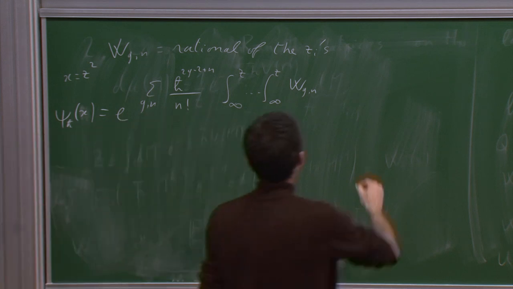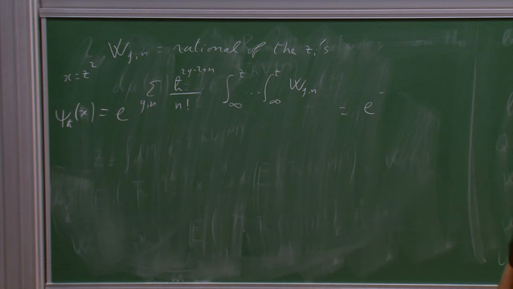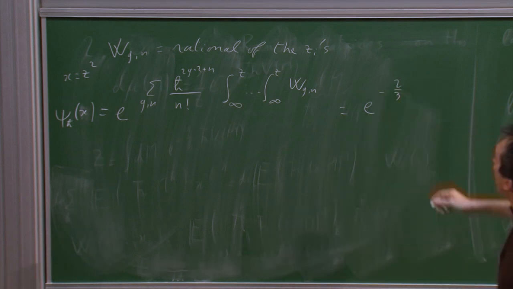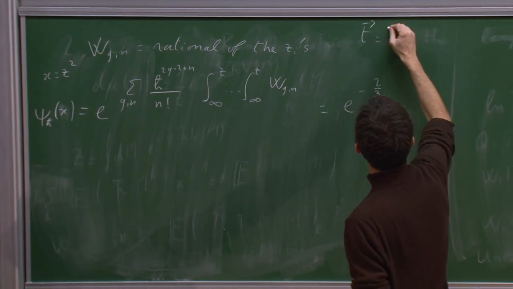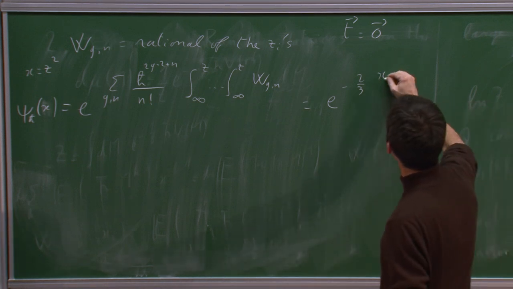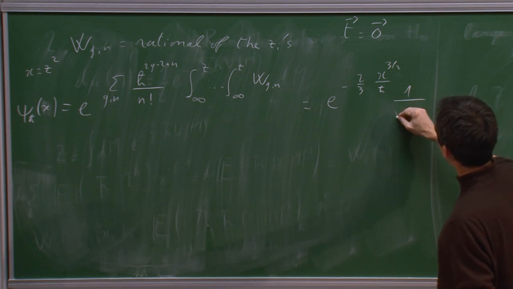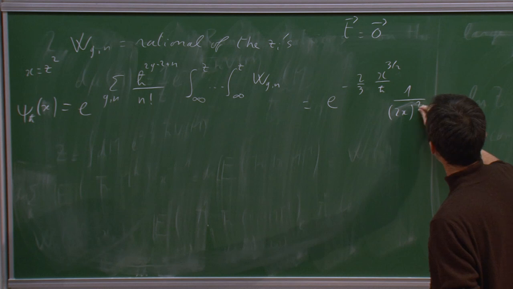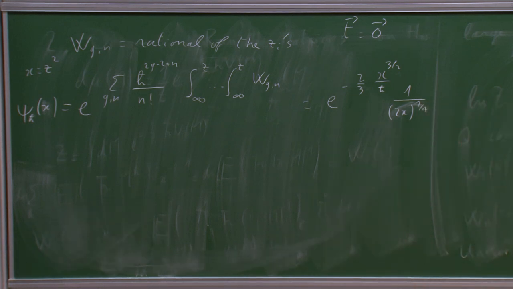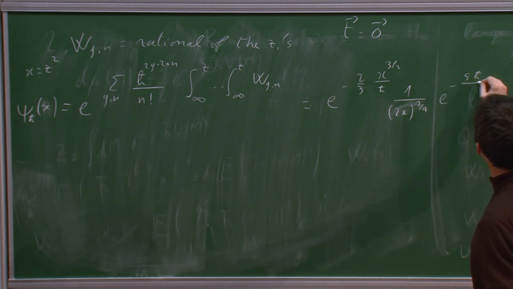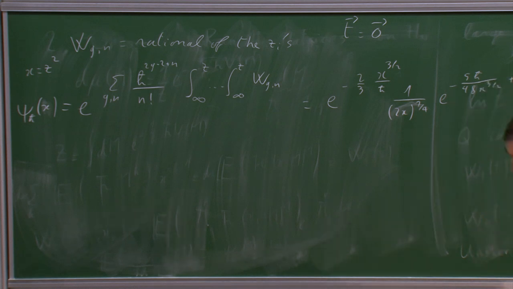Okay, let's compute the first two terms. It's minus, sorry, it's two thirds. So minus two thirds of, let's compute it in the case where all the t's are zero. So it's minus two thirds x to the 3/2 over h bar. You have 1 over the square root, so sorry, 2x to the power 1 over 4. So it's typically a WKB expansion. And then you have the exponential of minus 5 h bar over 48 x to the 3/2 plus and so on. I mean 5 over 64, 5 h bar squared over 48 x cubed plus... Okay, you can compute this expansion by hand.